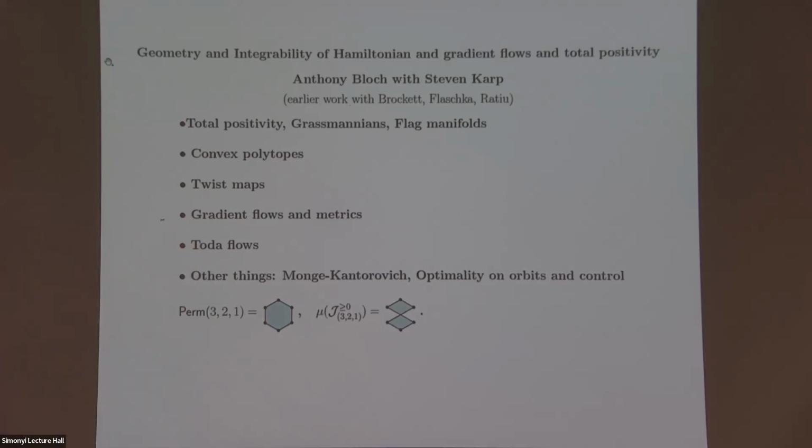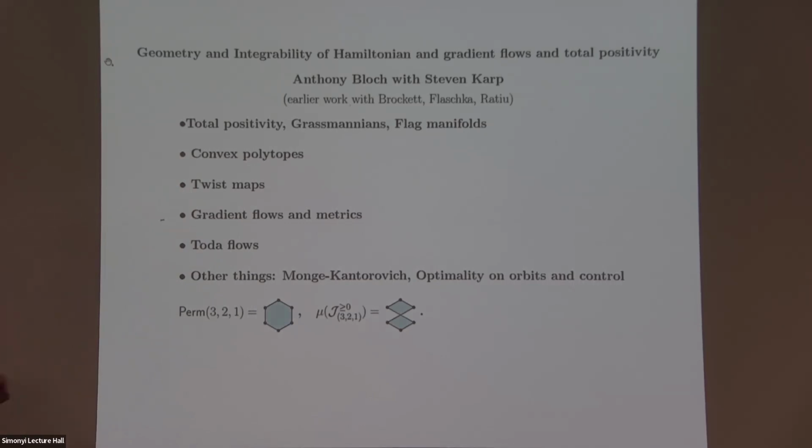We want to say something about total positivity when it's applied to Grassmannians and to general flag manifolds, and to say something about how dynamics explains the topology and geometry of these things. It's also related to convex polytopes and combinatorics, as I'll show you. The twist map is something that also links these things together. We use the twist map to show the Toda lattice flow, which is a Hamiltonian flow, is related to a flow on convex polytopes, but it also plays a role in our work on positivity.